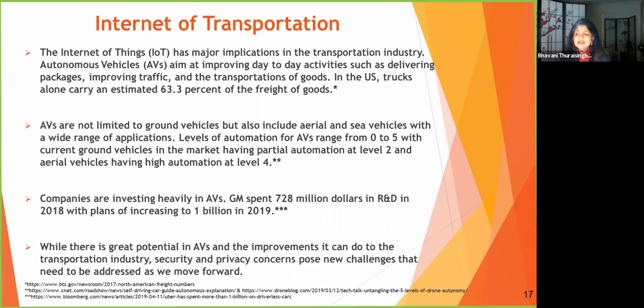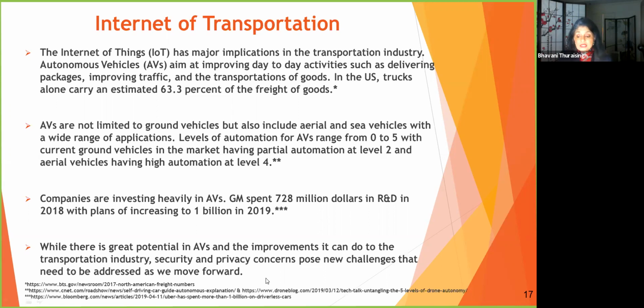For ground vehicles, the level of automation is not that great. It's about partial automation, level 2, but for aerial vehicles, it's at level 4. Companies are investing heavily in AVs, and General Motors spent $728 million in R&D in 2018, with plans of increasing to $1 billion in 2019. While there's a lot of potential in AVs and the improvements they can bring to the transportation industry, security and privacy concerns pose new challenges. Again, this number was for 2019, so I should get the actual number, and 2020 is almost done in 10 days, or actually 12 days, right?